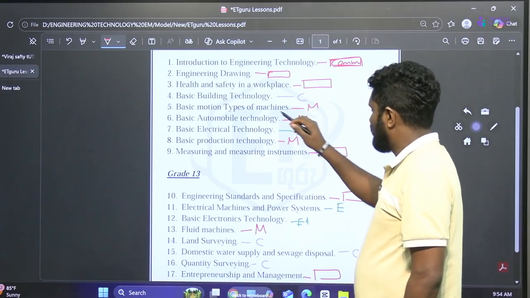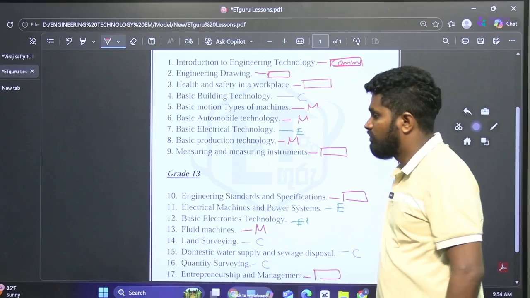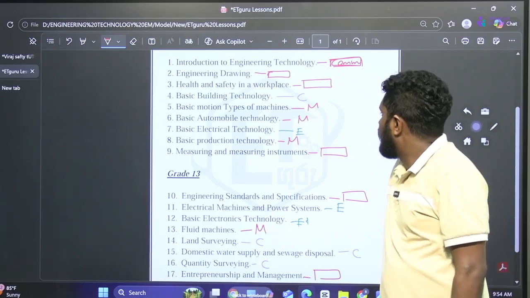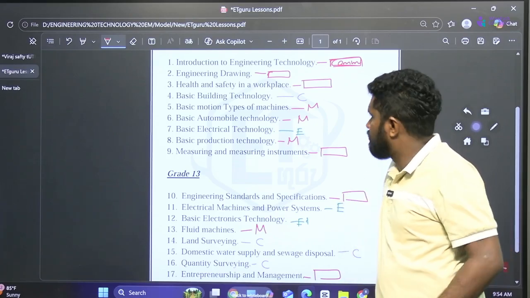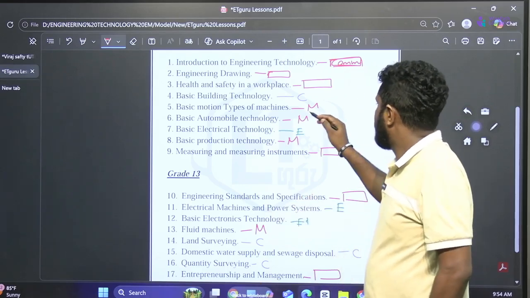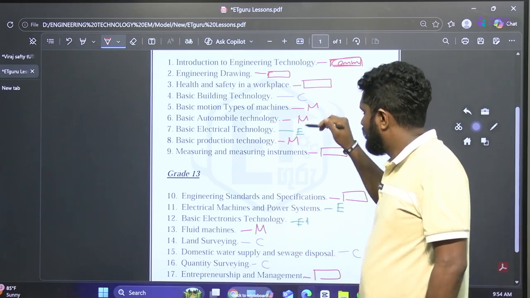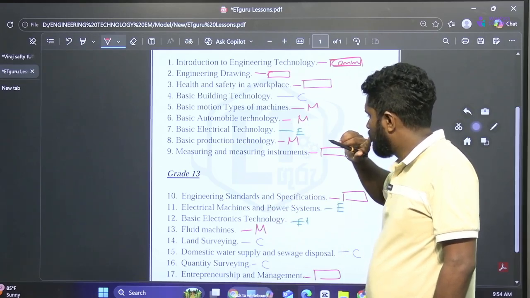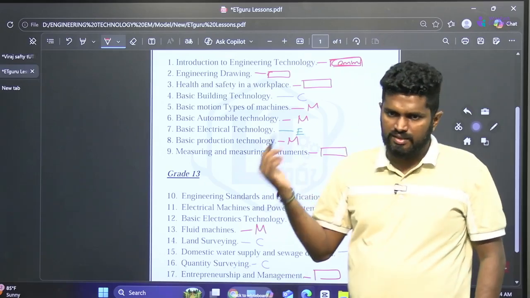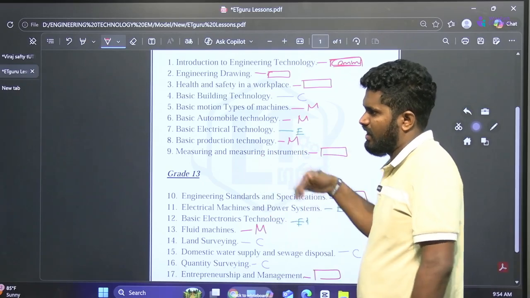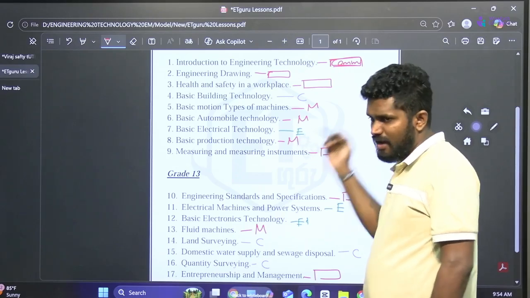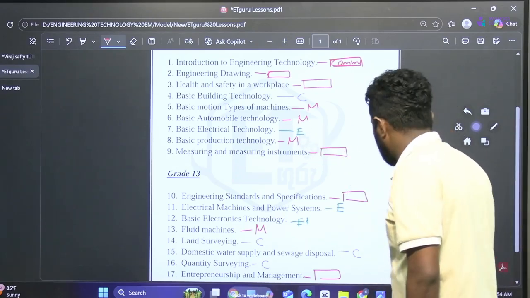Then the mechanical lessons. In the first lesson we are discussing the basic motion types. What are the basic motion types? A machine has moving parts, so there can be motion types. We have discussed some power transmission, and in the second mechanical lesson we are discussing the basic automobile: the parts of the engine and some systems. And this is the way to manufacture some product, the basic production technology.